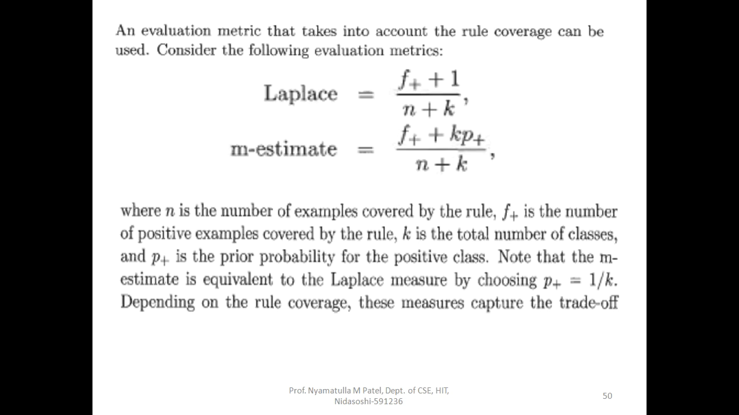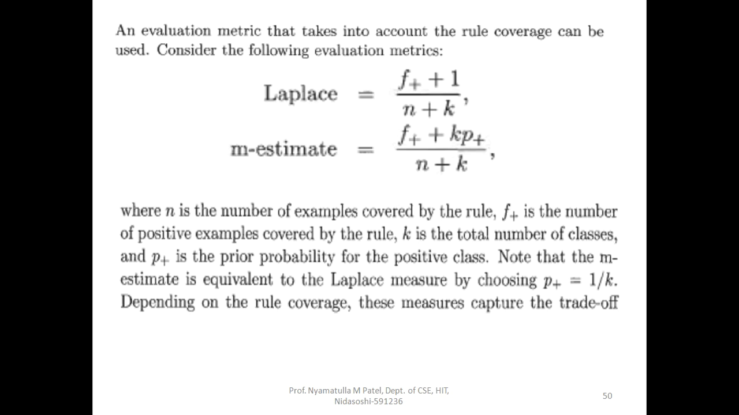Laplace is equal to (f+ + 1) divided by (n + k), and the M estimate is equal to (f+ + k·p+) divided by (n + k). So, what are the different parameters involved here? This is an evaluation metric, and using this we are able to find out whether the rule based classifier has properly classified a particular class or not.